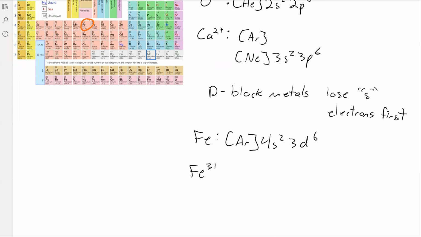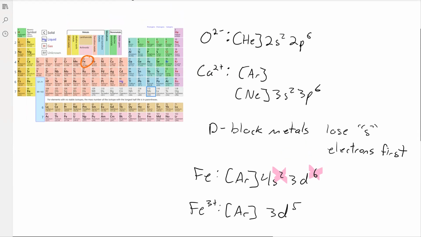And then if we were to take a look at an iron 3+ ion, we're going to lose 3 electrons. But first, we're going to lose these 2 first, and then we're going to lose a d electron. So then all we're left with now is 3d5. So again, transition metals, they lose their s electrons first. So overall, drawing electron configurations shouldn't be too bad. With a little bit of practice, it should be relatively easy.